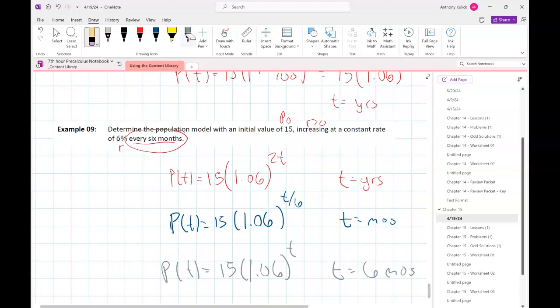I probably would lean toward going with one of these two, because my answer comes out to be just years or months. So if it asks how long, that's a better answer.